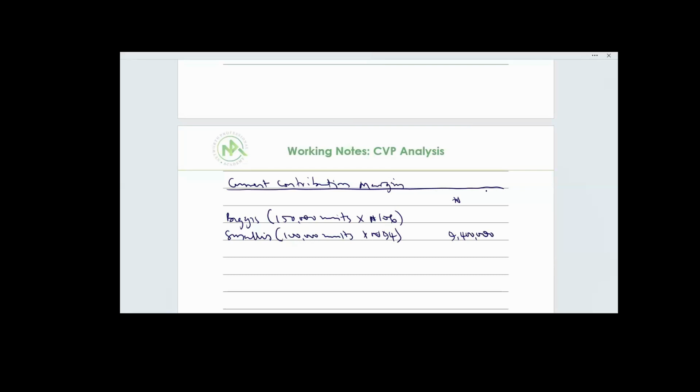50,900,000. So when you add it to this, that's 25,300,000. So this represents the current contribution margin. You need to compare this, this minus the revised, what did I write there? New contribution margin.